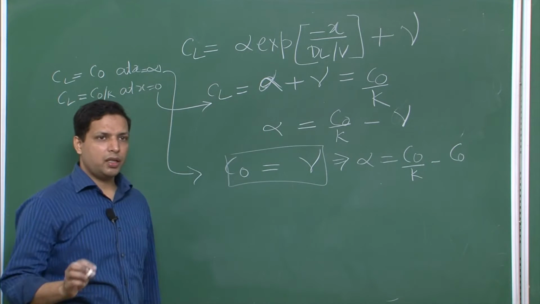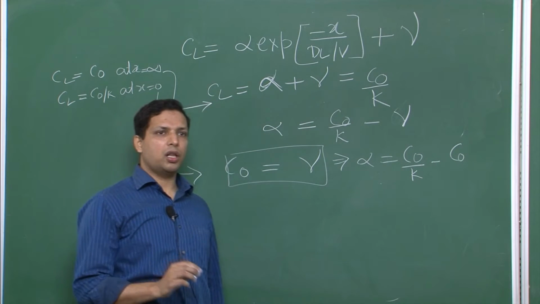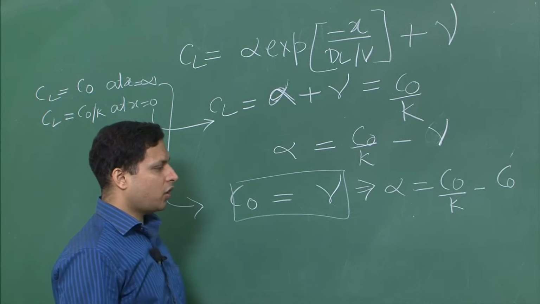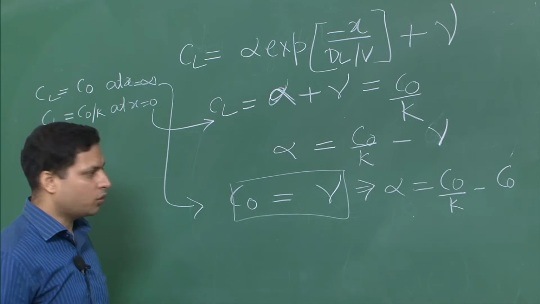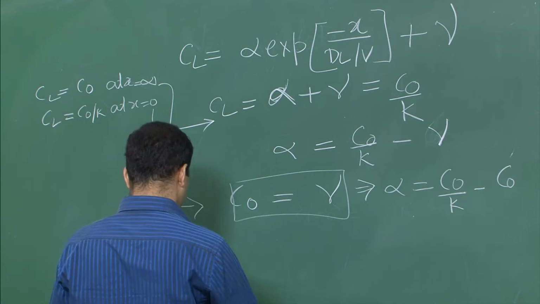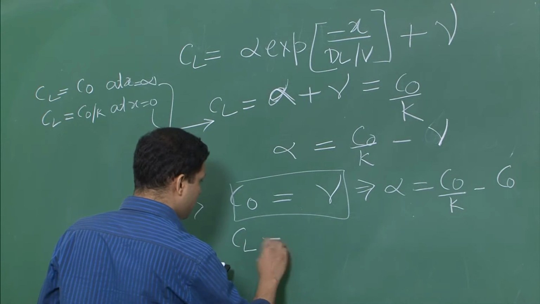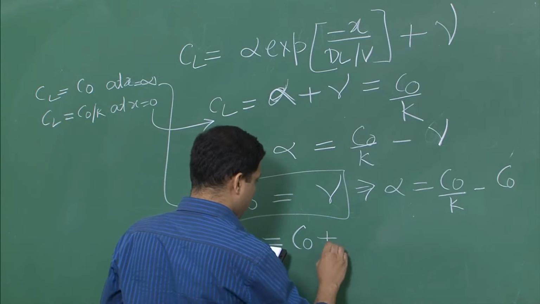So, now we have obtained alpha, beta and gamma, all three constant values. Now, we are in a position to write the equation for CL in terms of the known parameters, and you would see that it comes out to something like this.